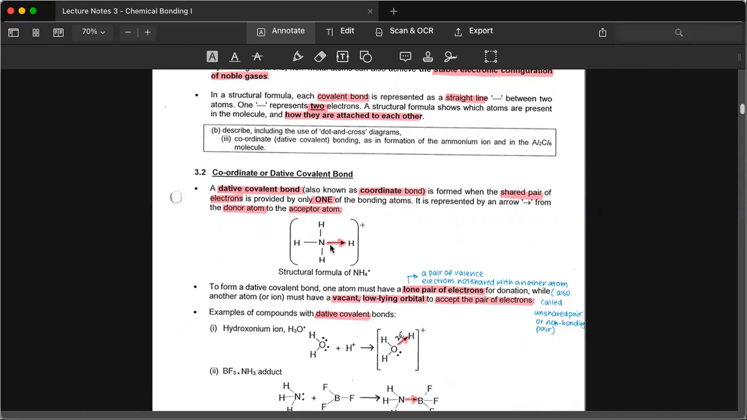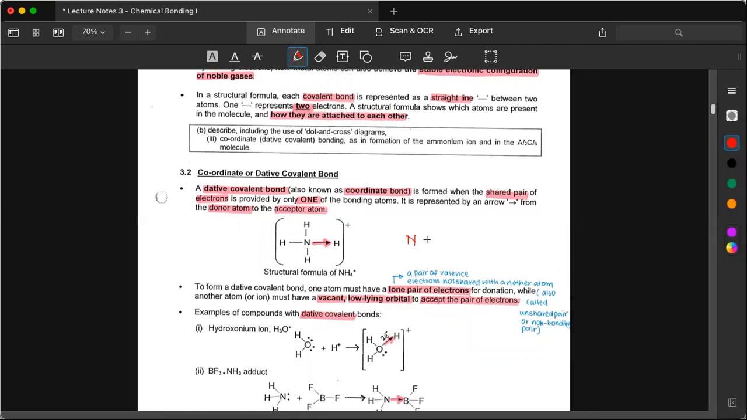In this formula, nitrogen has a lone pair of electrons after it bonds with the three hydrogens. So with the extra hydrogen here, it will share its lone pair with this hydrogen. So it looks something like this in the dot and cross diagram. The crosses represent the electrons of nitrogen, and the dots represent the electrons of hydrogen.